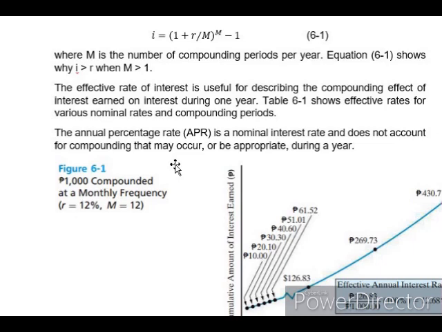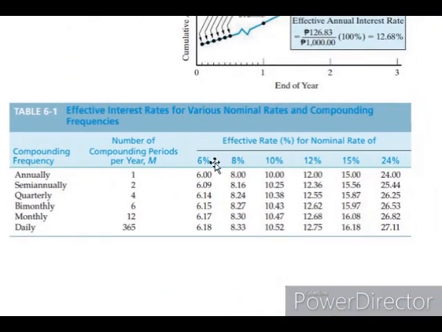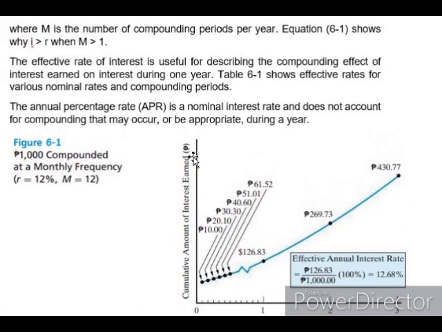Okay? So, the effective rate of interest is useful for describing the compounding effect of interest earned on interest during 1 year. So, para malaman yung compounding effect. So, table 6-1 shows effective rates for various nominal rates and compounding periods. So, ito guys, meron ditong table. Okay, pinapakita. Annually, ito yung number of compounding periods per year. Okay, na effective rate. Effective rate percent for nominal rate of, ayan, yung mga nominal rate to. Tapos ito yung mga computation ng effective rate. Okay, so ito yung graph niya guys. Ayan yung annual percentage rate or APR. So, ano yung APR?